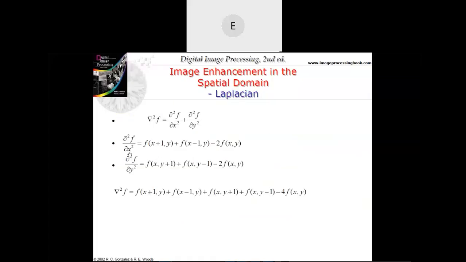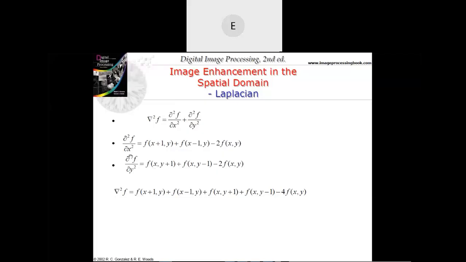So along the x direction, y will not change, you know that. You can observe here only x is changing: f of x plus 1, y plus f of x minus 1, y minus 2 times f of x. This is the center pixel value, this is 1 to the right, this is 1 to the left. So you just take the difference of those things, and then add them.